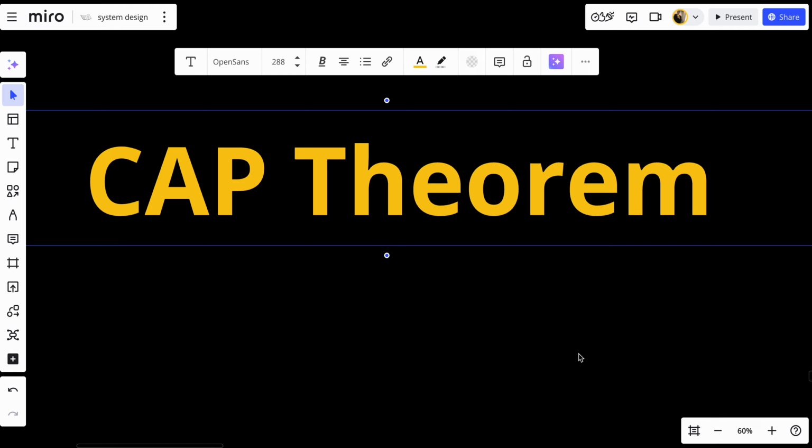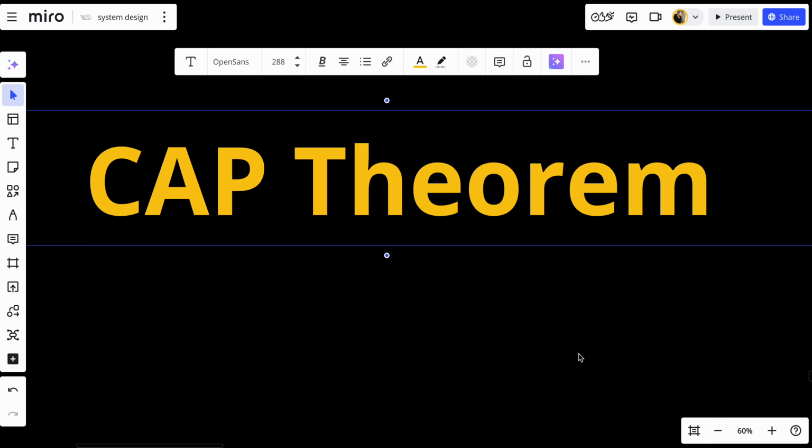Today we are going to discuss an essential concept in distributed systems, the CAP theorem. The CAP theorem is a fundamental principle that helps us understand the trade-offs involved when designing a distributed database, or distributed system, or any distributed services. So, what is the CAP theorem?